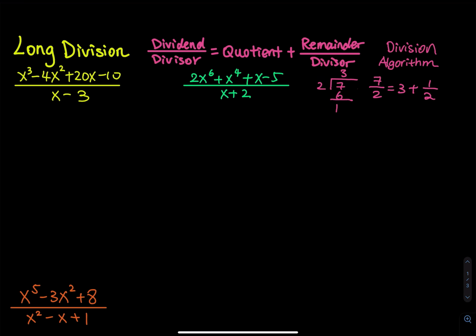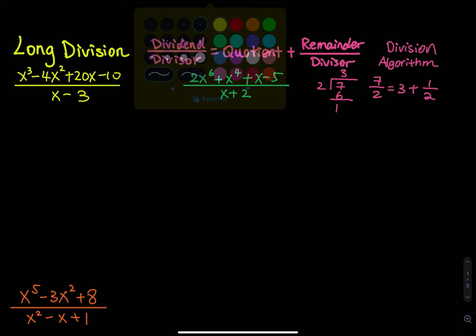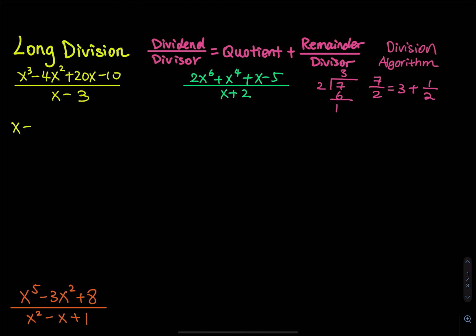We are going to apply this long division to polynomials. So the first polynomial, you have x to the third minus 4x squared plus 20x minus 10 divided by x minus 3. So the way we do this is we write x minus 3, and then we put the dividend in here, x to the third minus 4x squared plus 20x minus 10.